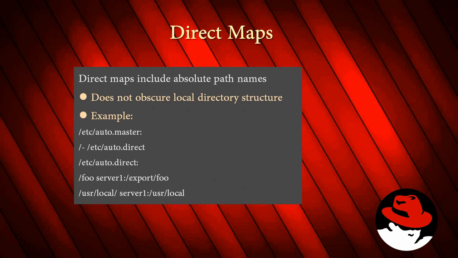You can also use direct maps. A direct map includes an absolute path name. It does not obscure the local directory structure. This is an example of a direct map.